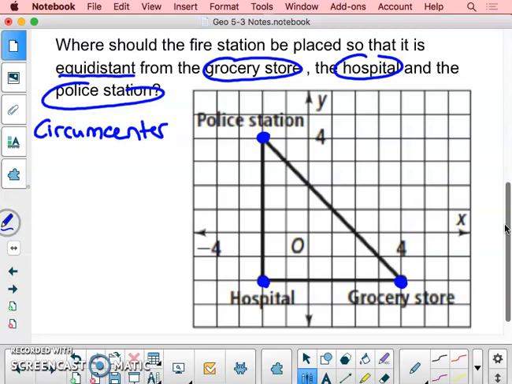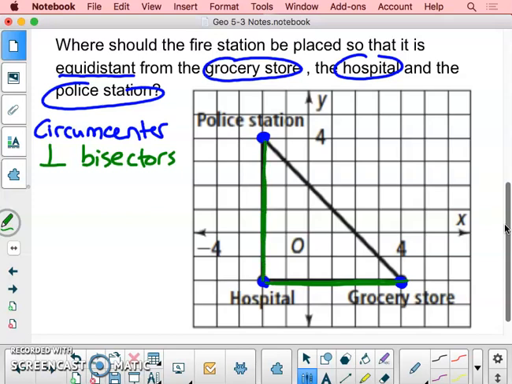So remember what we're doing is we're drawing perpendicular bisectors, at least 2 of them. So what we need to do is look for the easy sides to draw in. So for right now, the easy sides would be between hospital and grocery store, since that is horizontal, and between hospital and police station, since that's vertical.